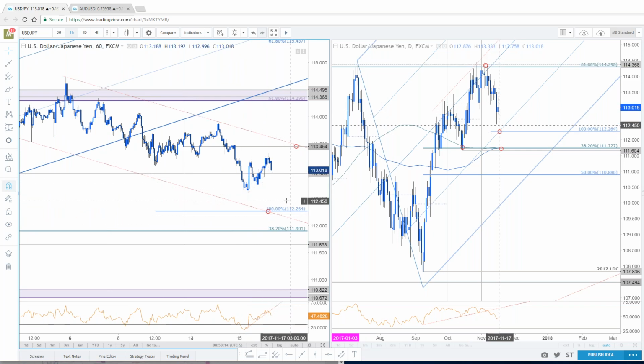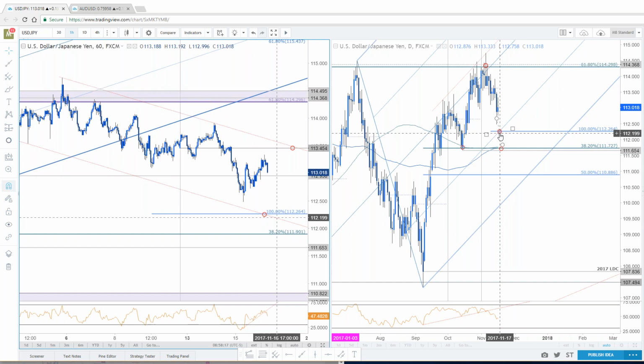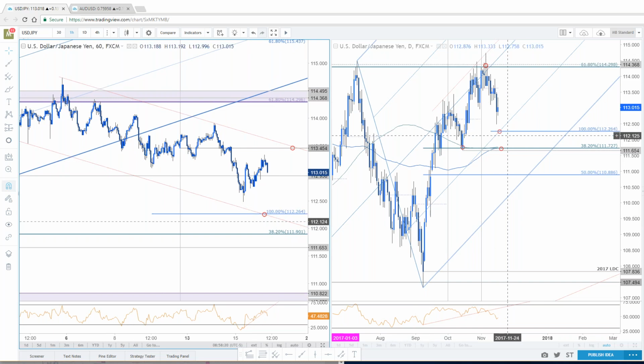I really want to see that drop more so into 112.26. And again, the upslope support there is also going to be a very critical reaction point. Final questions on dollar yen? Going once, going twice. Sold. Okay.